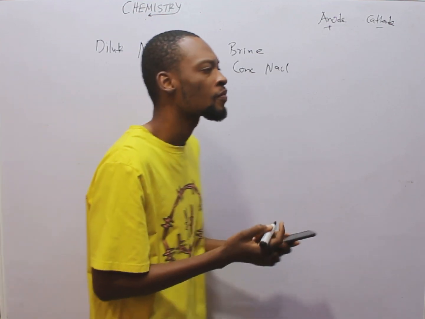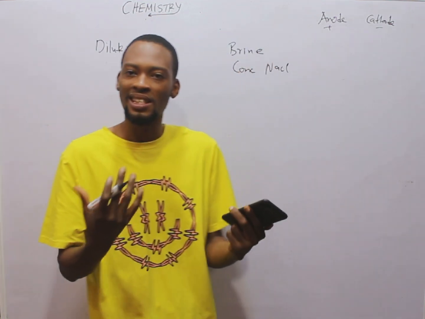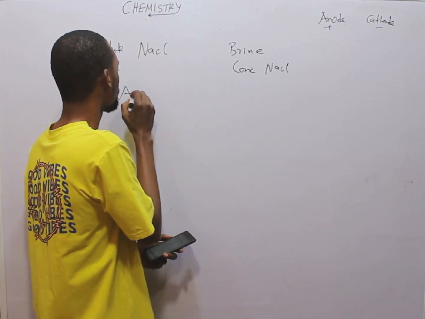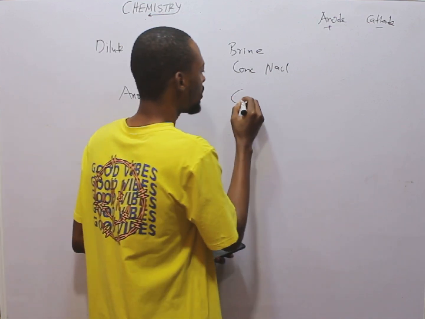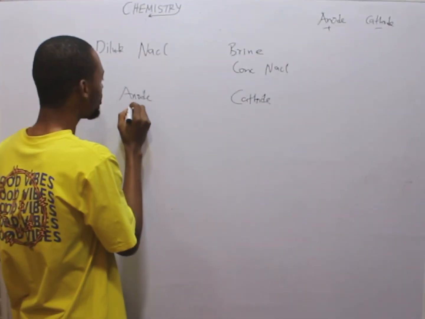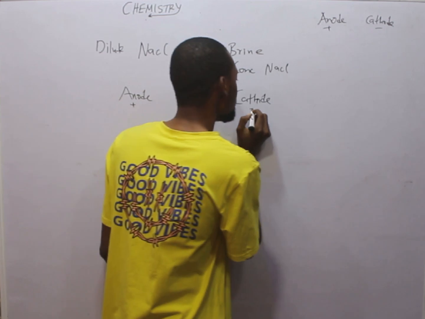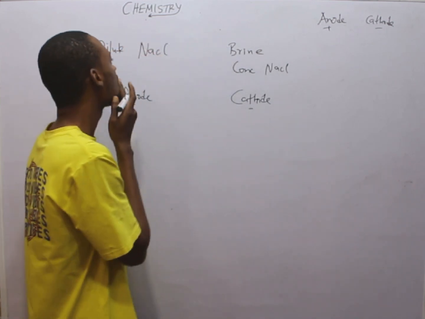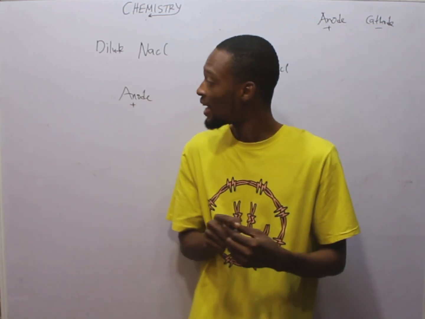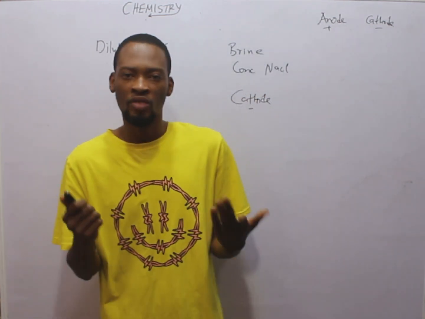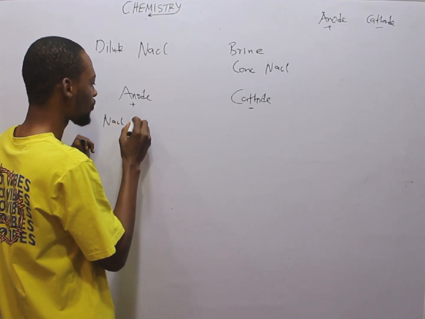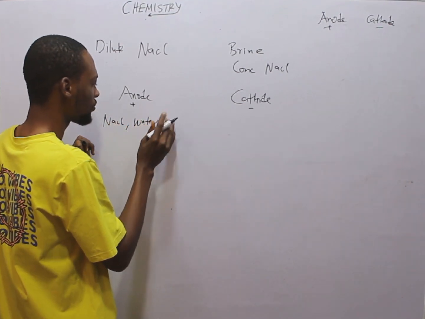What happens? I told you that electrolysis takes place in an electrolytic cell. We have the electrodes, the anode and the cathode. Anode is positive for an electrolytic cell, cathode is negative for an electrolytic cell. Dilute sodium chloride simply means we have sodium chloride and we have so much water, which means in this case we have sodium chloride and we have water, or H2O.